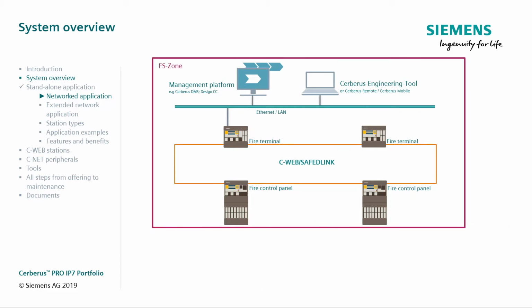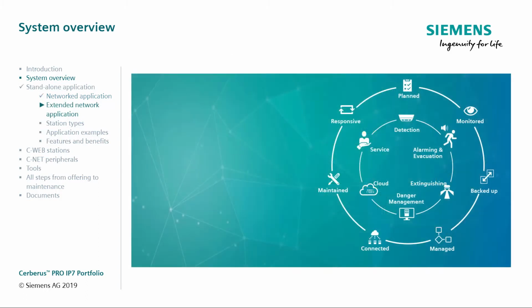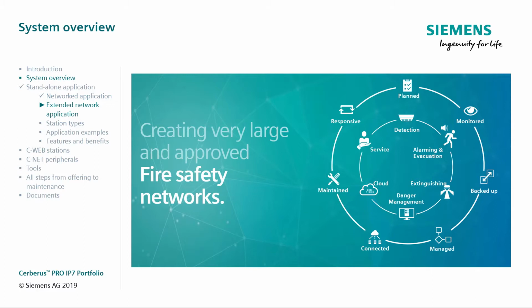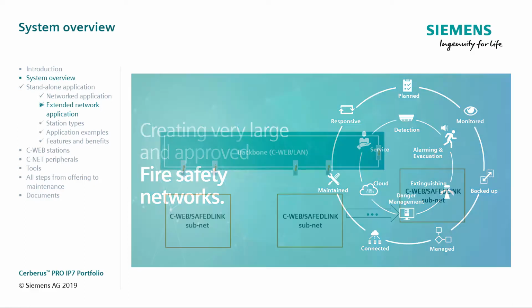All network devices on the entire fire system network are connected to a dedicated Ethernet network, which is part of the protected FS zone. Up to 32 stations can be networked using C-Web Safety Link. Cerberus PRO allows even larger networks to be created. But how does it work?